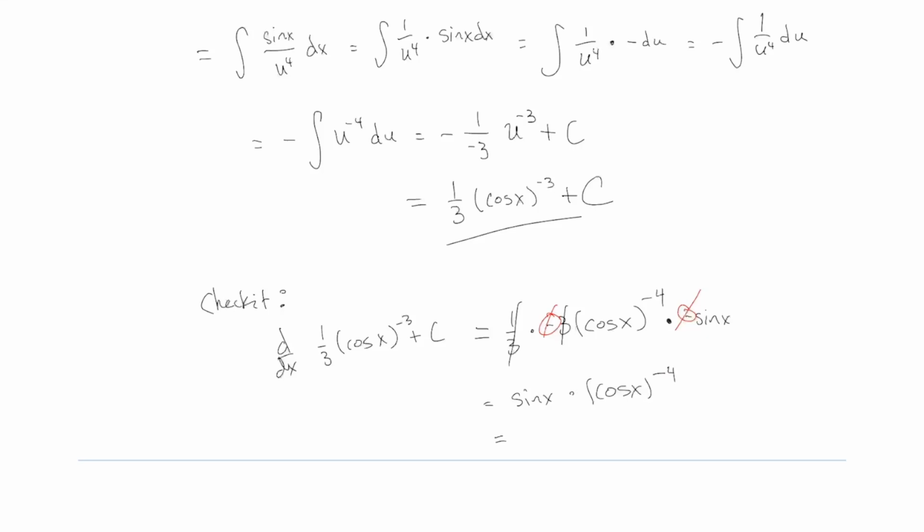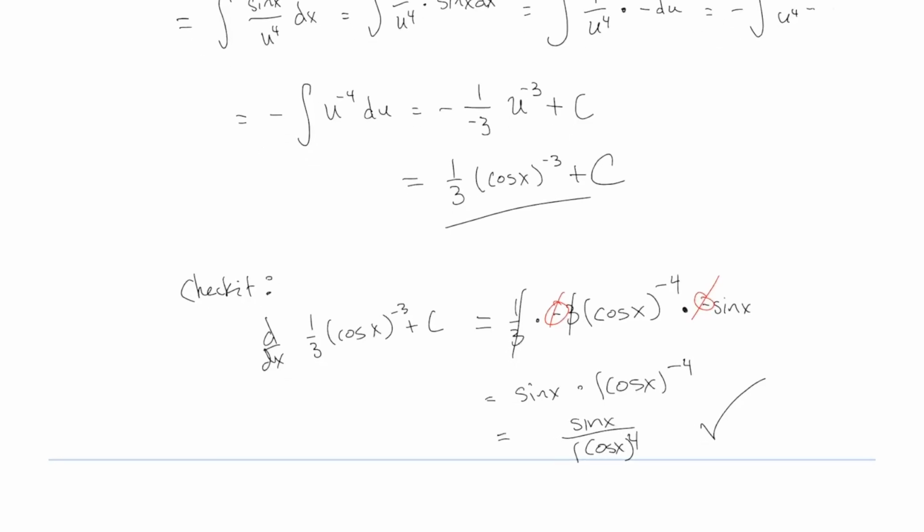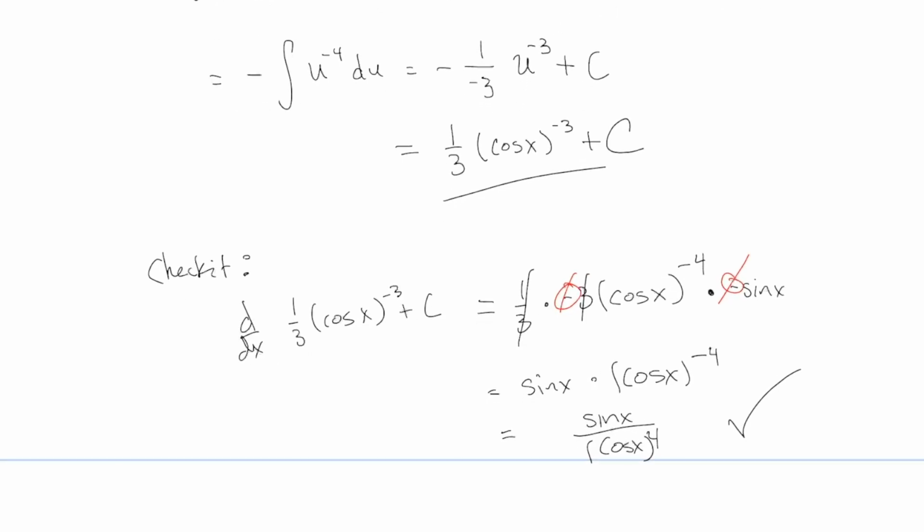And of course, the negative power is the same as writing that thing in a denominator. So this is the same as sine x over cosine x to the 4. And that really is the same as what we started with. So I say check. I checked it. Good thing to do if you've got the time on the test or whatever. Whenever anyone asks you to do the integral of something, you can always check the answer.